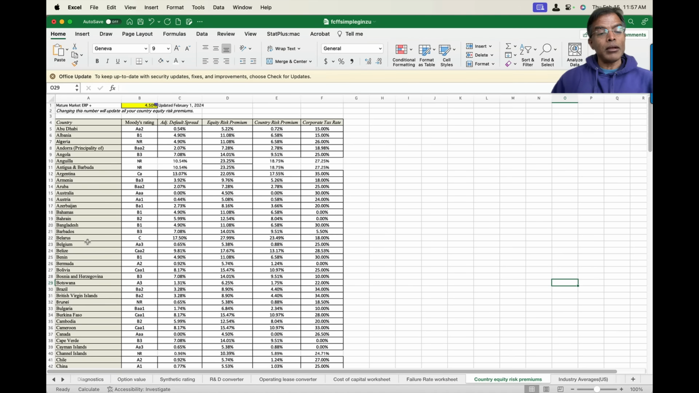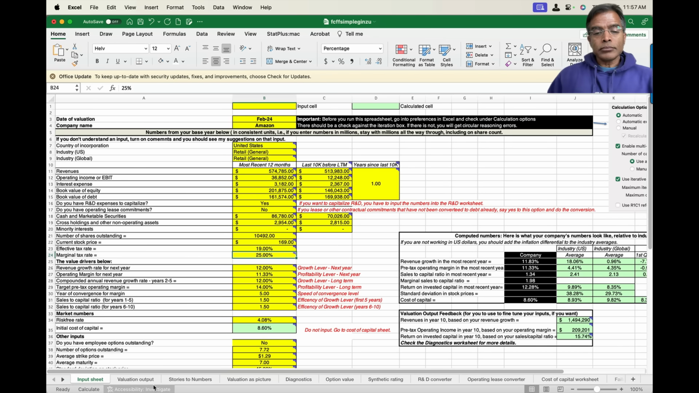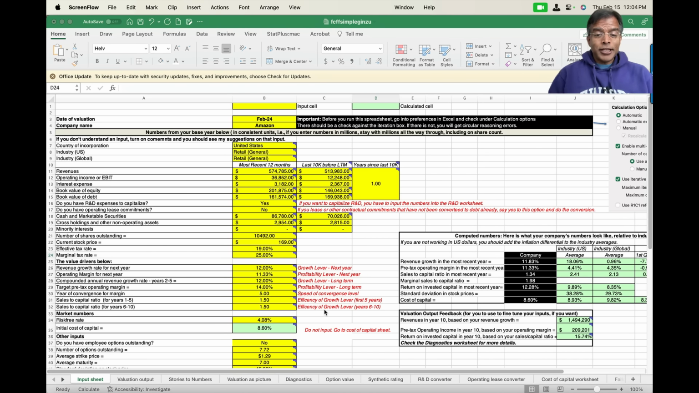So if you have a company that is in Bangladesh, the marginal tax rate is 30%. So look up the tax rate, put that in right below the effective tax rate number. So at this stage, you've pretty much got all of the numbers you need from financial statements.